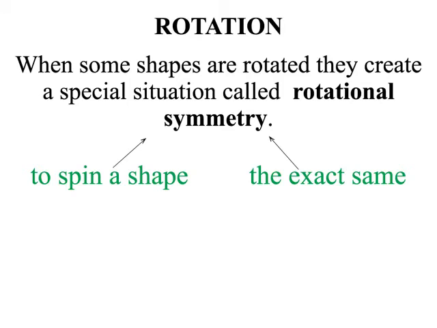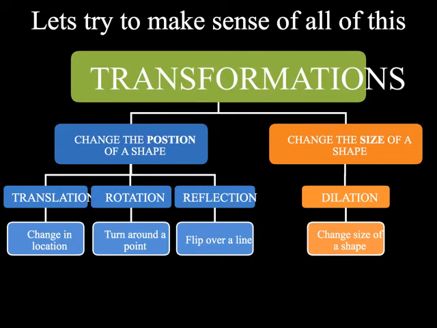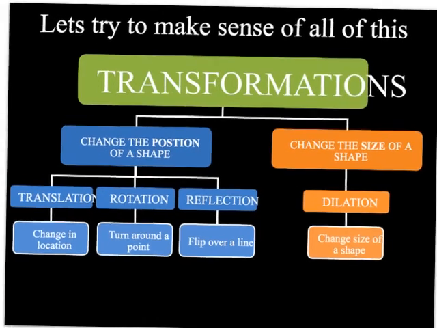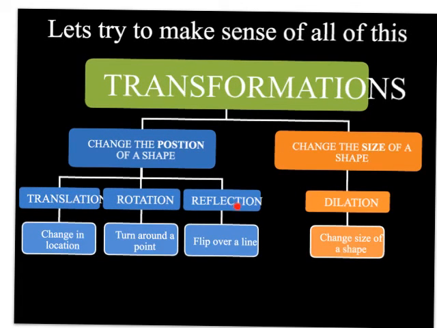There's a lot of things in real life that have rotational symmetry. A lot of these transformations we're talking about are used to form symmetrical items in art and in things in real life. And again, let's just look at this chart again. Now that we've talked about translation, rotation, and reflection, all of these keep the shape congruent. So the shape stays the same size, it's just changing its position. Translation is a change in location, rotation is a turn around a point, and a reflection is a flip over a line.